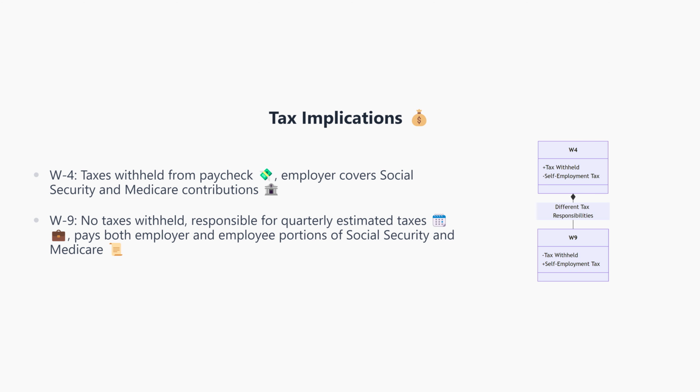For the W-4 form, taxes are withheld from your paycheck by your employer, and you do not pay self-employment tax. Additionally, your employer pays their share of Social Security and Medicare taxes.